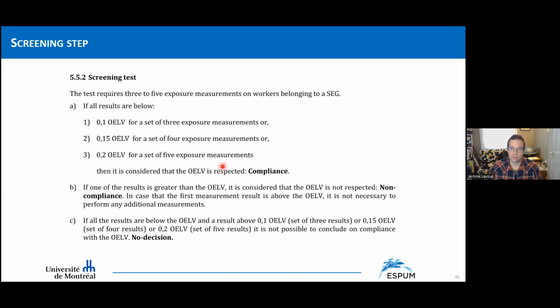There is also a screening test. So if a small number of measurements are very, very low, you can stop. Or if any one is above, you can stop. So the aim is to limit the sampling effort in clearly acceptable or clearly unacceptable situations.